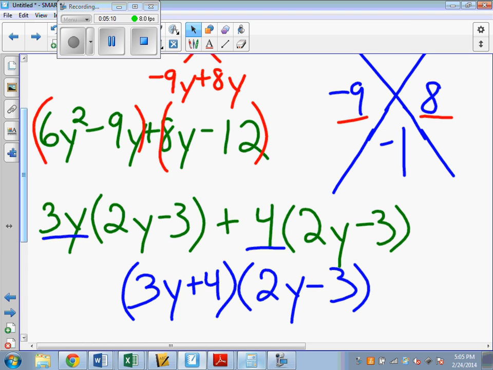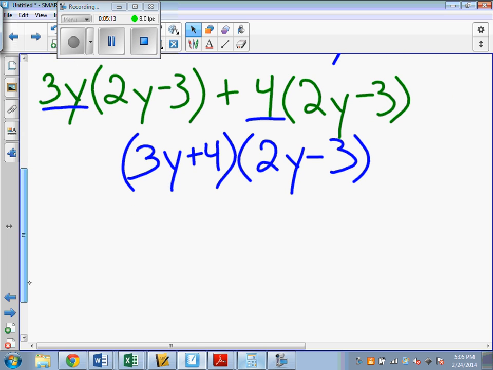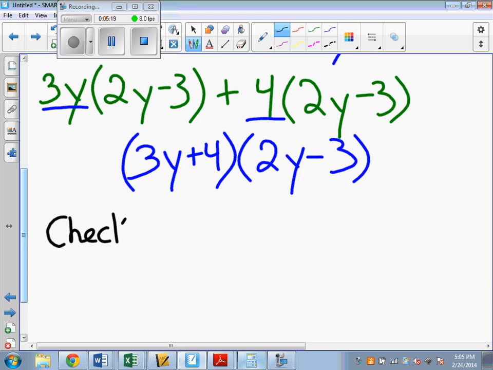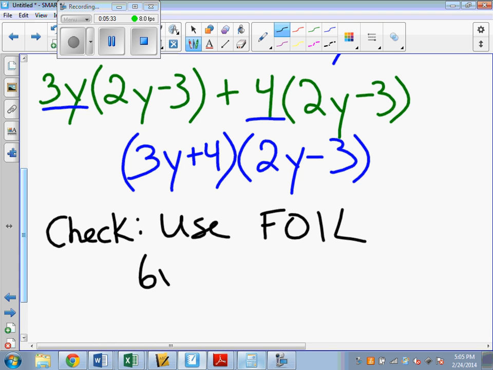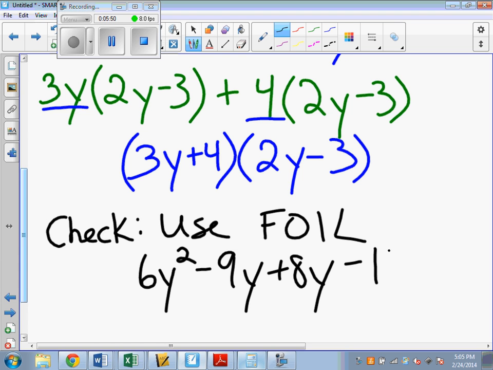If you'd like to check your answer, you can always use FOIL to multiply these. Remember, FOIL stands for multiplying our first terms, outside terms, inside terms, and last terms. For our first terms, we have 3y times 2y, which is 6y squared. For our outside terms, we have 3y times negative 3, so we've got negative 9y. For our inside terms, we have 4 times 2y, which is plus 8y. And for our last terms, we have 4 and negative 3, which is negative 12.